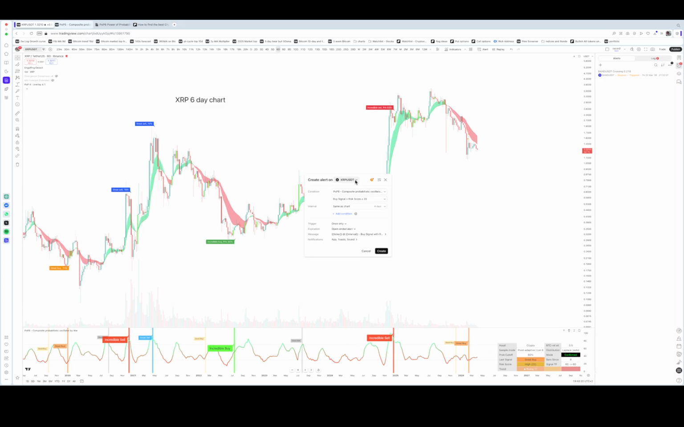You can now be alerted when XRP, or any other asset, meets a certain condition on the score and buy signal. Or, depending on your TradingView account, you can go up here, I have got records, so you can go to your watch list and actually have an alarm across an entire watch list, which will trigger anytime anything in that watch list triggers a buy signal plus a score over 20. Very nice. I like that.